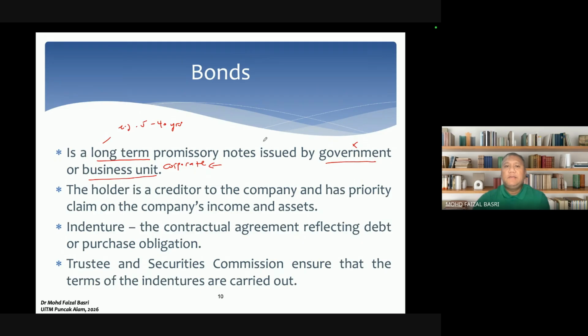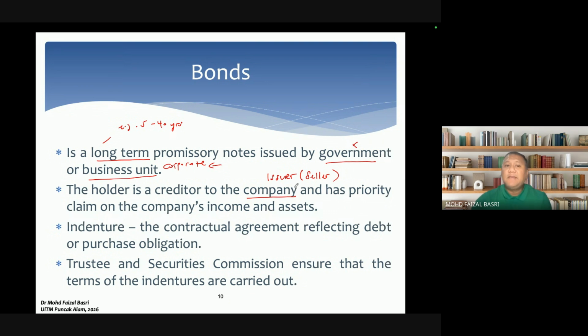Okay, so bond ni akan ada dua main participants. Right, so we have the company here. Okay, the company which is known as the issuer. So issuer ni apa fungsi dia? Dia akan jual. He's gonna sell the promissory notes ni. So this company yang akan jual. So bila kita jual, automatically we know we're gonna receive funds. Kita akan dapat duit lah.